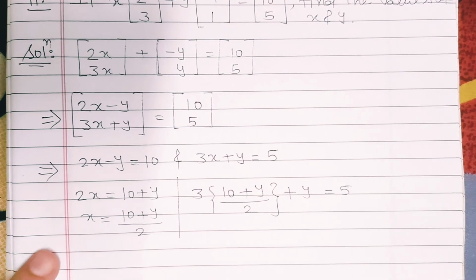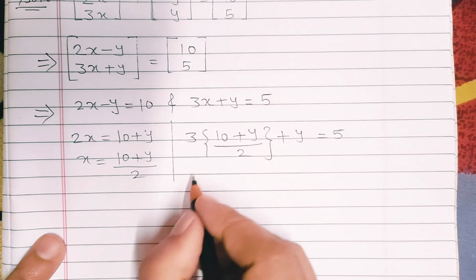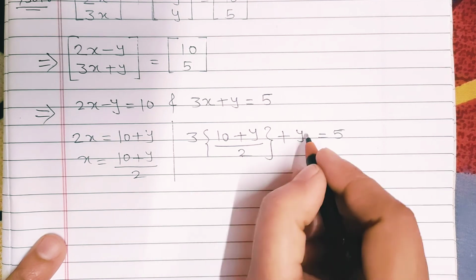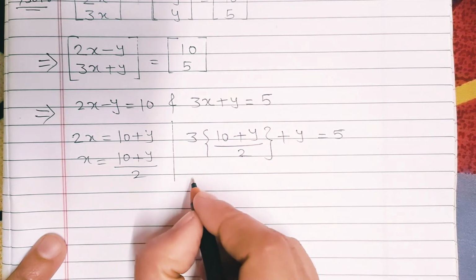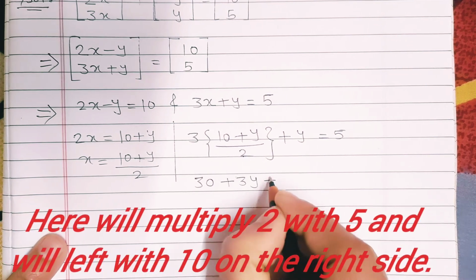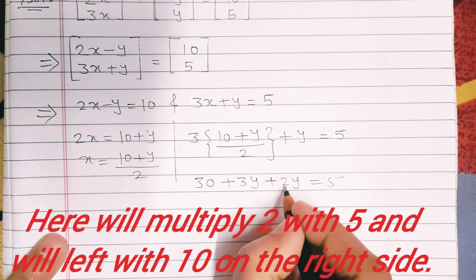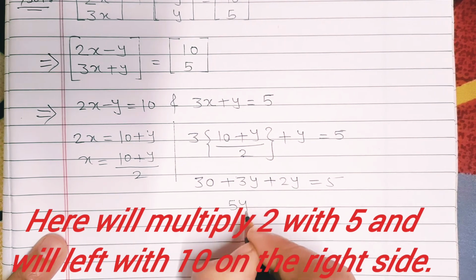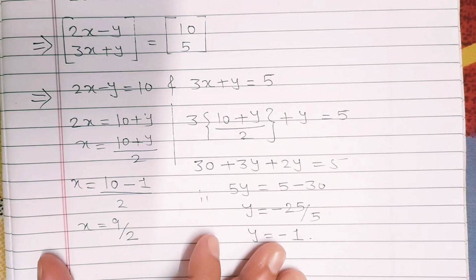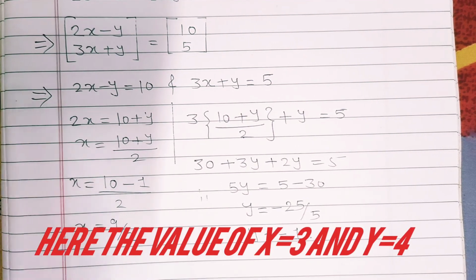So what will be the y? So we are just going to finding y. So it will be 2 is the LCM, so it will be 3, multiply 3 inside, so we are left with 30 plus 3y plus 2y is equal to 5. So here we are left with 2 plus 3, 5y, and here it will. In this way we have completed our 11th question. We are going to do 12th question.